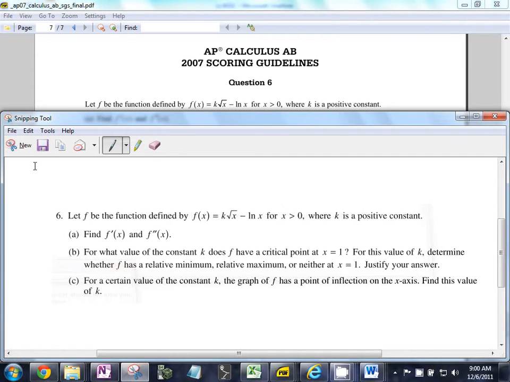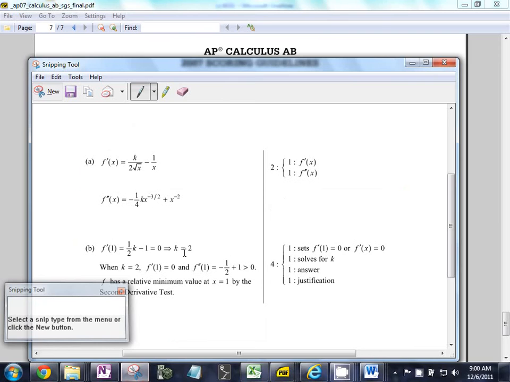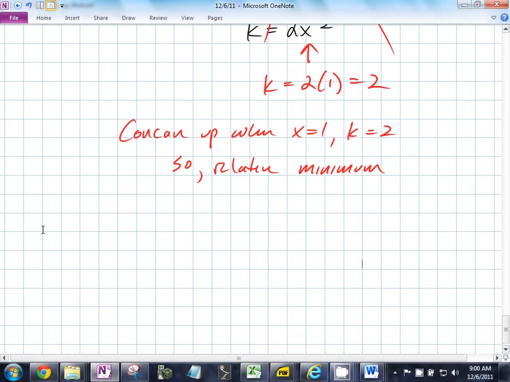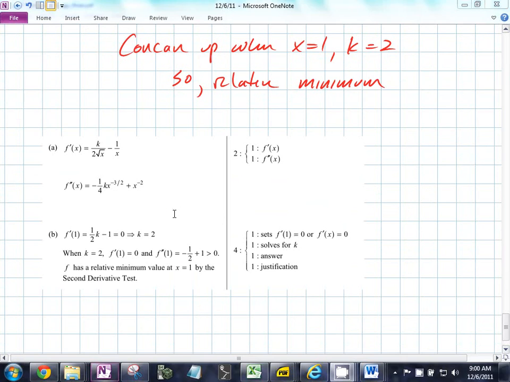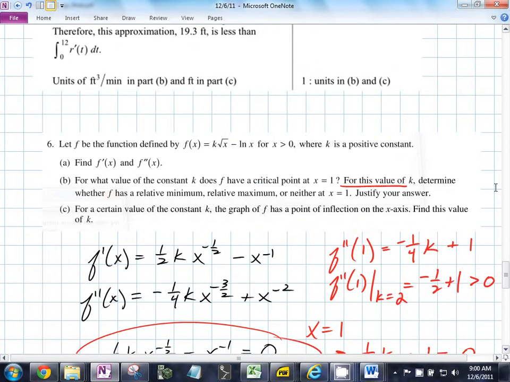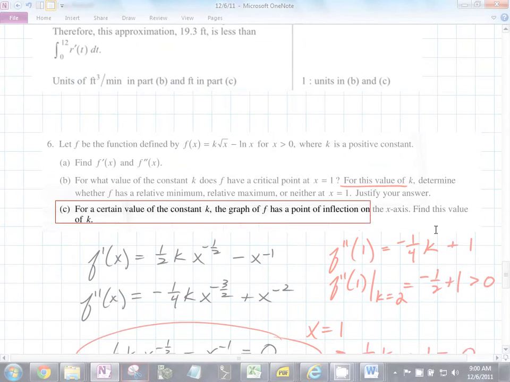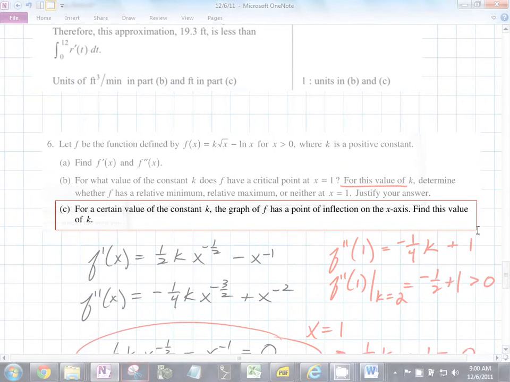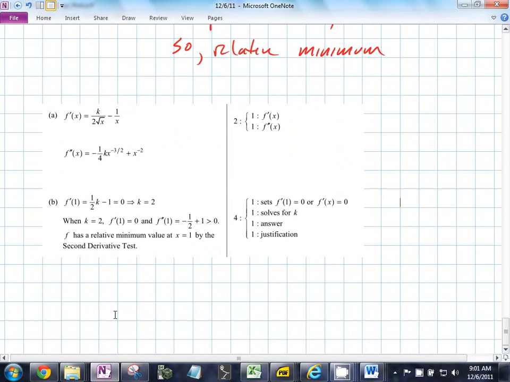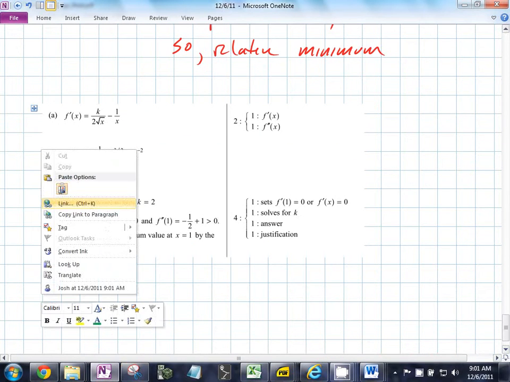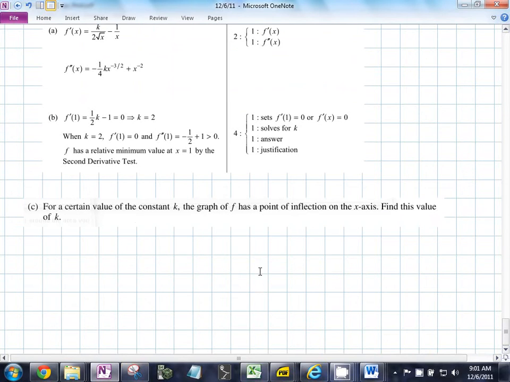Part A, yeah. So let's look at part C here. What does it say here? It says, now it gets more fun. For a certain value of a constant k, the graph of f has an inflection point on the x-axis. What is an inflection point? Where the concavity changes. Second derivative being 0 is necessary, but it's not sufficient. It says a value of k, right? You can't have that a there.